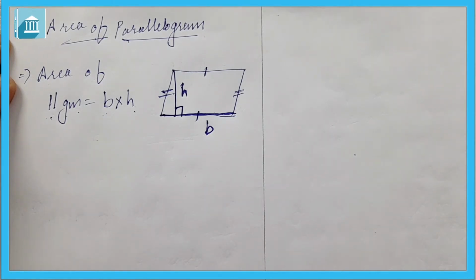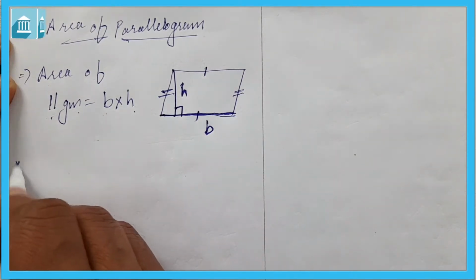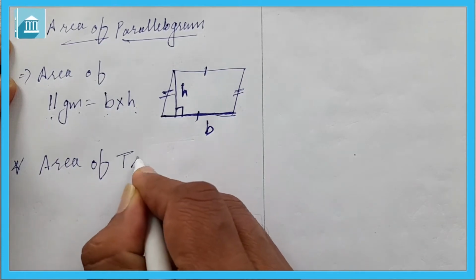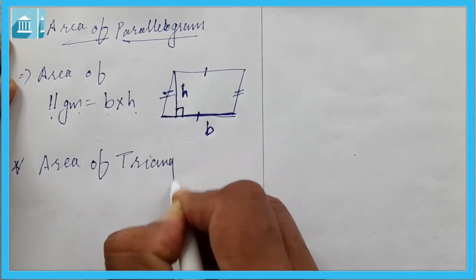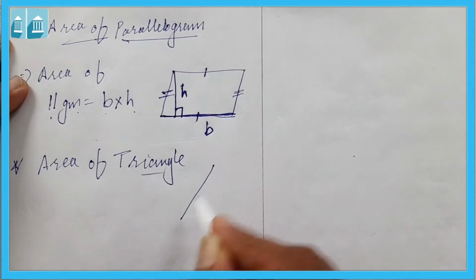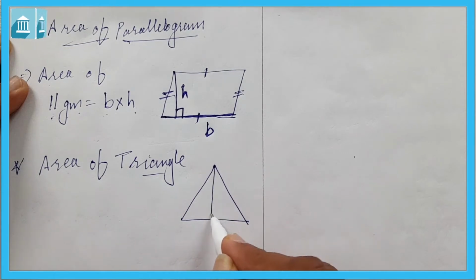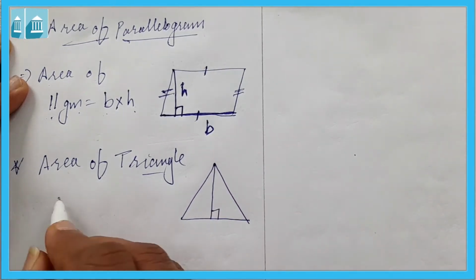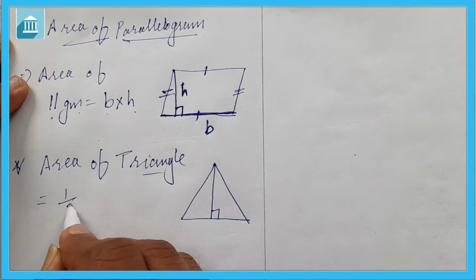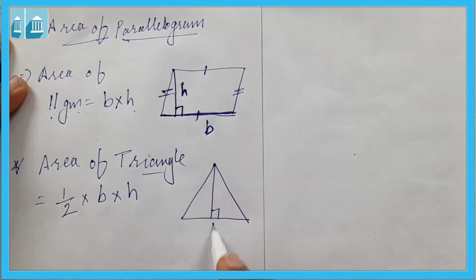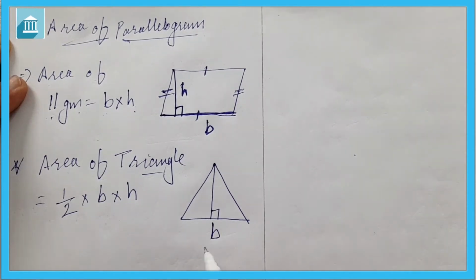Now let us also see area of triangle. Now suppose this will be the triangle. If this will be the triangle, area of triangle is equal to half into base into height. Here this will be the base and the side which is perpendicular to it, this will be the height. So area of triangle is equal to half into base into height.